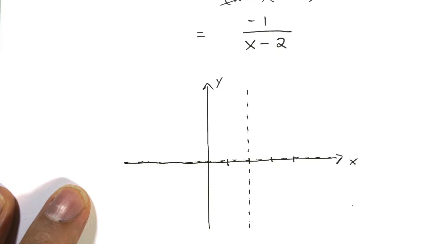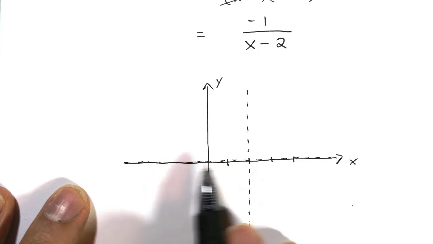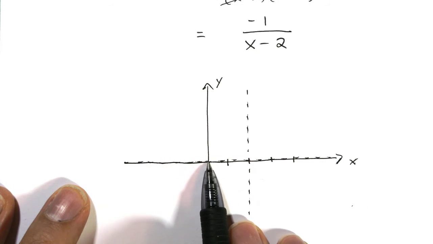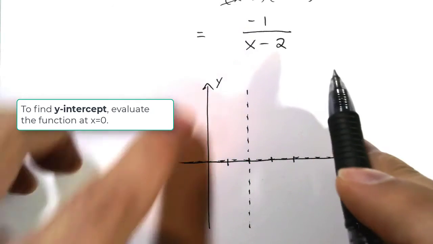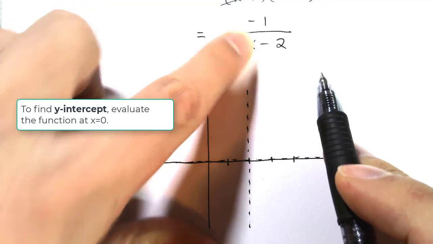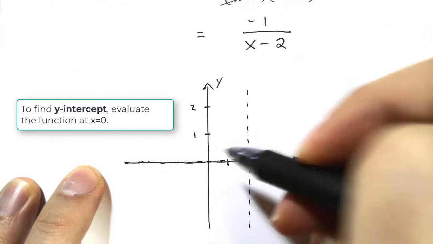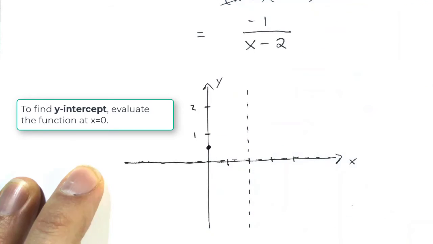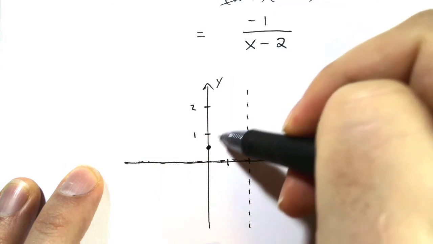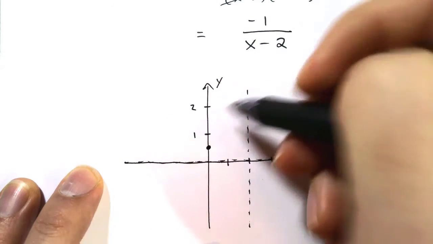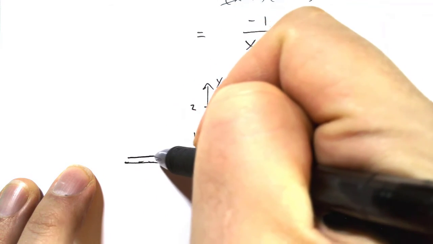One other point we can try to find is the y-intercept. Now you could pick any point here, but I like the y-intercept because that involves plugging in 0 for x. If I plug in 0 for x, I am left with negative 1 over negative 2. I'm left with 1/2. So if we mark values on the y-axis like this, we know it's going to cross the y-axis there. Now, because it has this as a vertical asymptote and this is a horizontal asymptote down here, we know that the graph must look something like this.